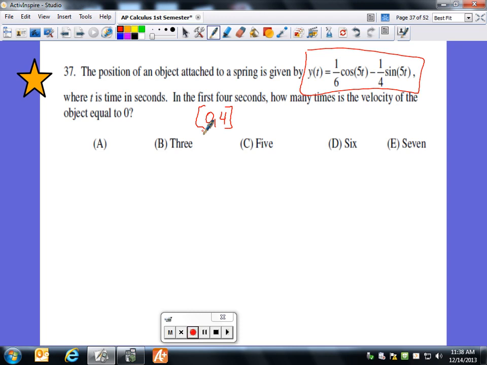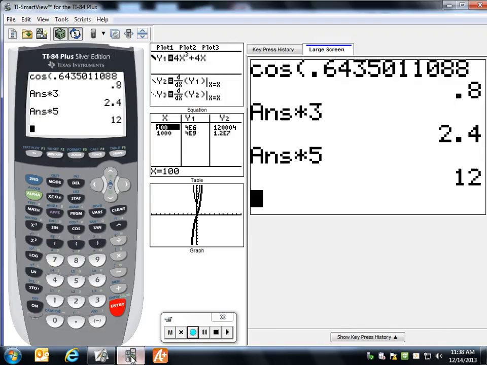So from 0 to 4, we're trying to see where is the slope. On 0 to 4, where is the velocity, or f prime of x, which in this case is y prime of t, equal to 0? So all I have to do is just plug this into my calculator. This is a calculator problem. I'm just going to look at where the f primes, the first derivatives, are equal to 0. Alright, so let's go to the calculator real quick.